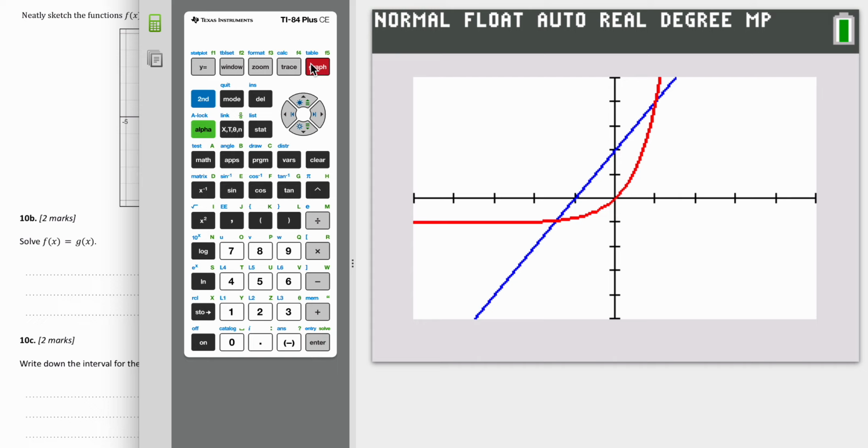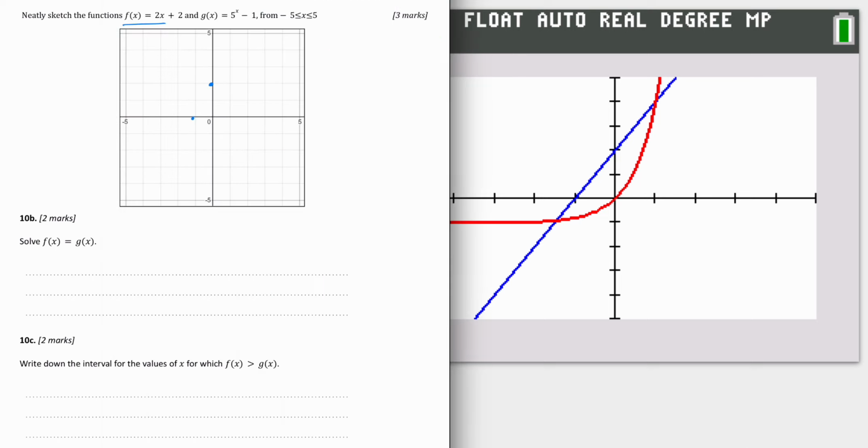So for the first one, we can see that the linear equation, f(x), crosses at 2 and it crosses at 1. And it has a gradient, which we know anyway from the equation, of 2. So we're just going to draw that line on with a gradient of 2. Okay, so it looks something like this. Yours will be a little bit neater than mine.